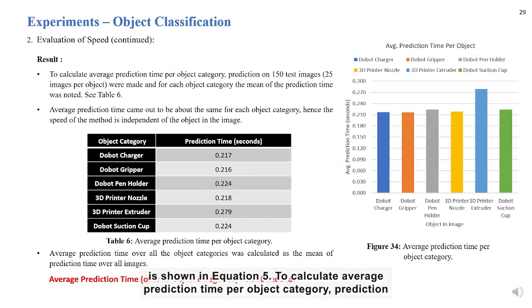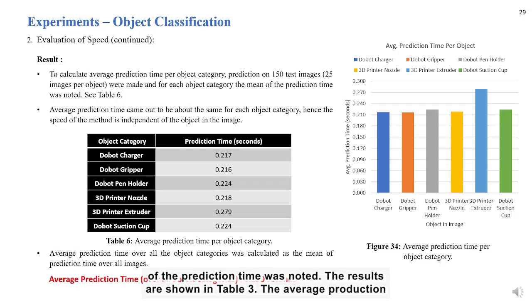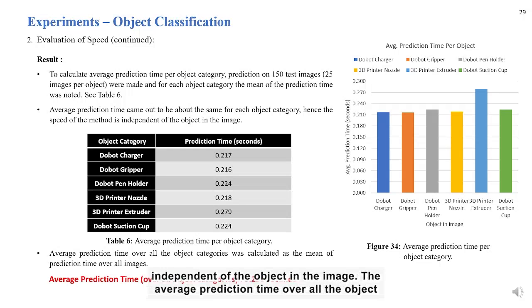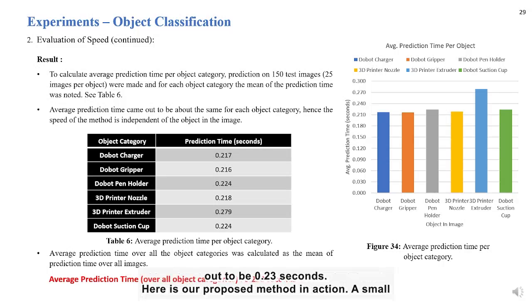To calculate average prediction time per object category, predictions on 150 test images, 25 images per object, were made, and for each object category, the mean of the prediction time was noted. The results are shown in Table 3. The average prediction time came out to be about the same for each object. Hence, the speed of the method is independent of the object in the image. The average prediction time over all the object categories was calculated as the mean of the prediction time over all images. This came out to be 0.23 seconds.